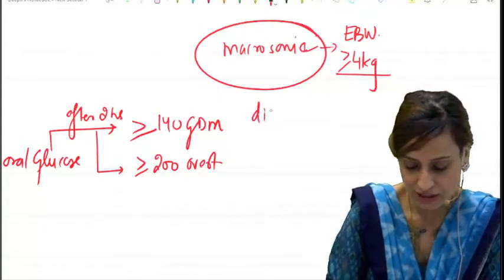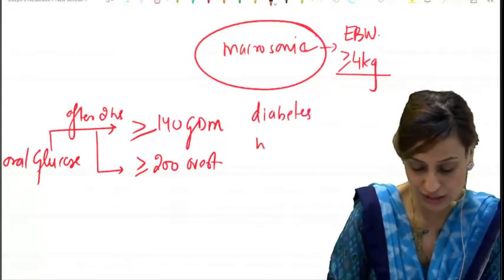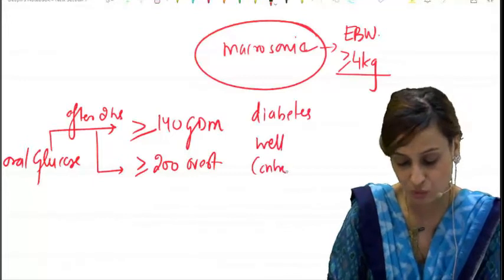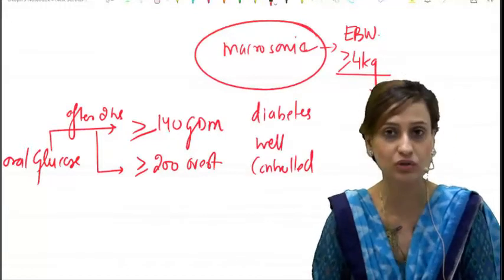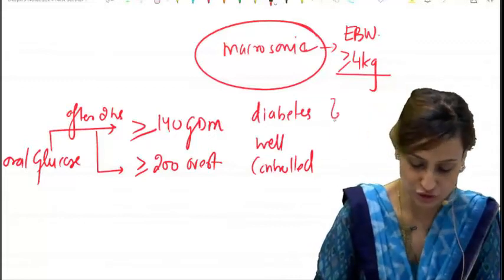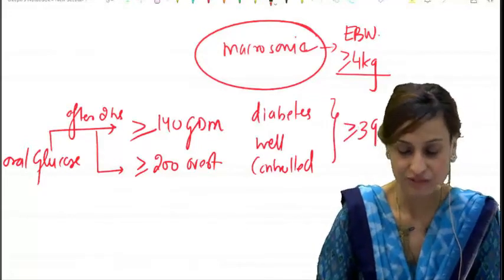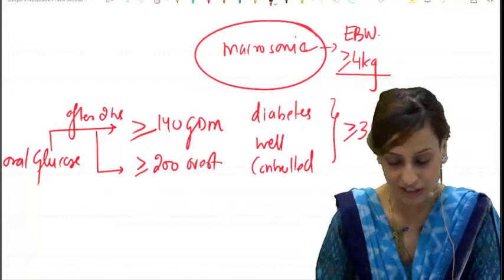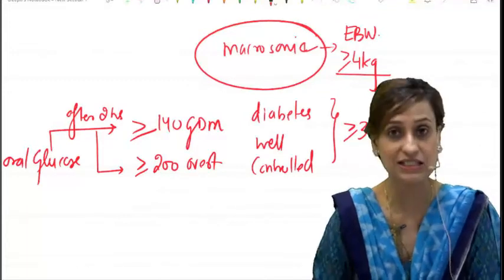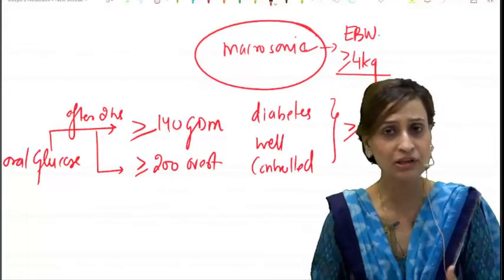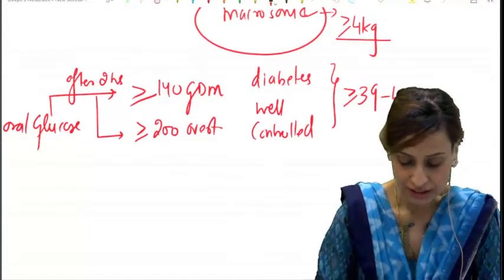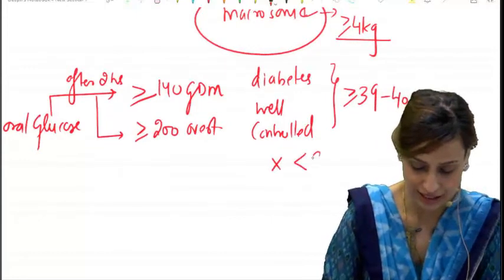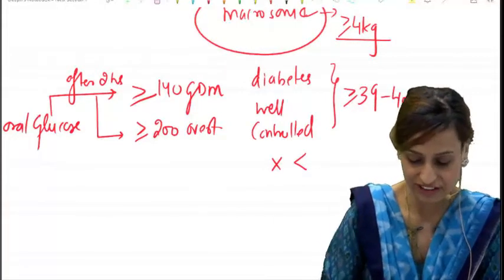In diabetes, as long as it is well controlled, and it doesn't matter what it is controlled with, whether it is diet, insulin, or oral drugs, the patient has to be delivered at and beyond 39 weeks. Yes, we may take the pregnancy up to 40 weeks, but we would not want to go beyond EDD. But for sure, definitely not less than 39 if it is a well-controlled diabetes.